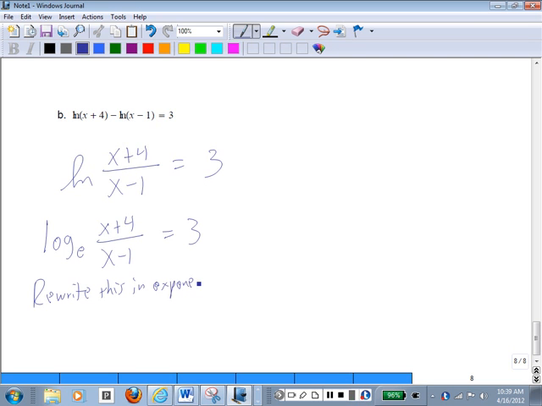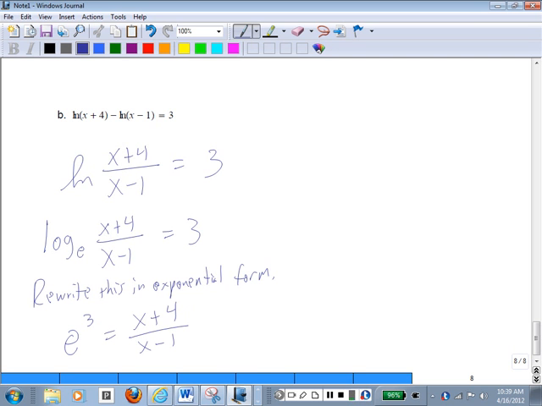What's the base? It's e. So e is going to get raised to a power. What power? E to the third power equals that quotient, x plus 4 over x minus 1. You could punch up e cubed on a calculator. It's about 20. But if you're going to do that, you need to keep track of at least 3 or 4 decimal places. So the final answer can be expressed correct to 3 or 4 decimal places.